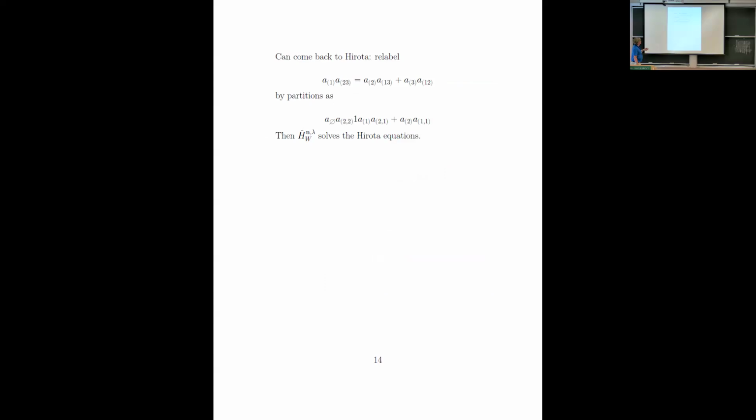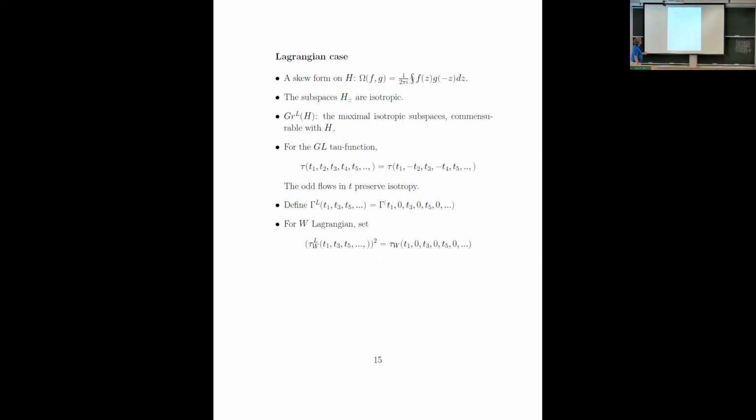So to go back to the Hirota, there's an extra little 1 that slipped in there in the second equation. But you're getting this solution to the Hirota equations. The Lagrangian case is amusing. So there you define a symplectic form, a skew form on H, which is just this residue of f of z times g of minus z.